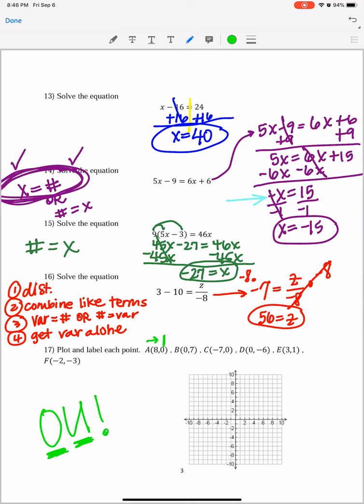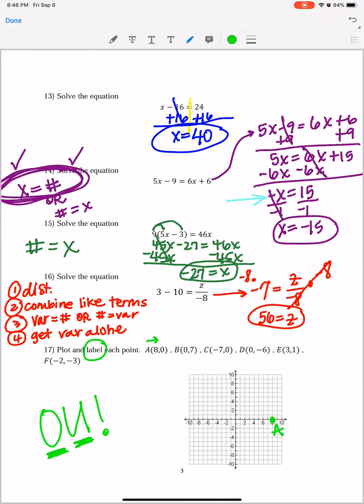And then 0, up or down. So I'm going over from the origin: 1, 2, 3, 4, 5, 6, 7, 8, and then 0, up or down. So that's my A. Make sure you label these, guys. If you don't label these, I can't give you full credit.